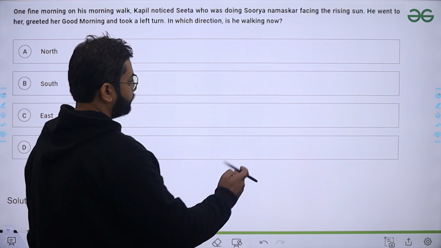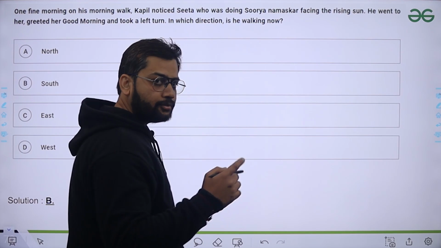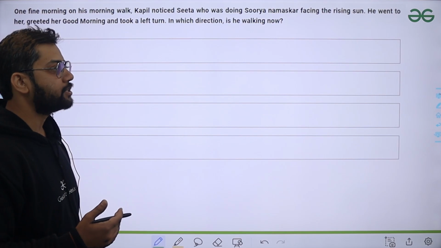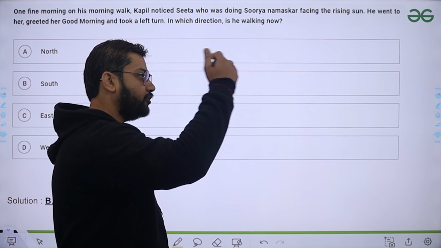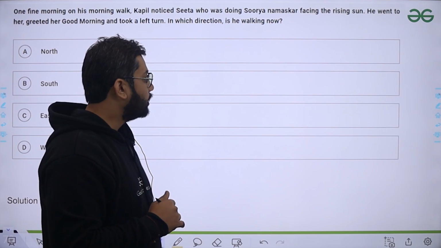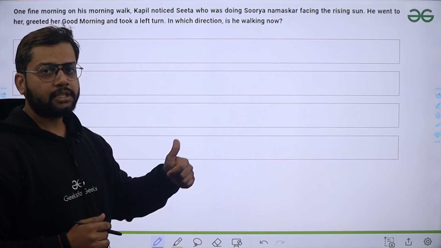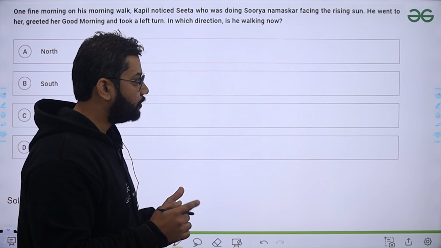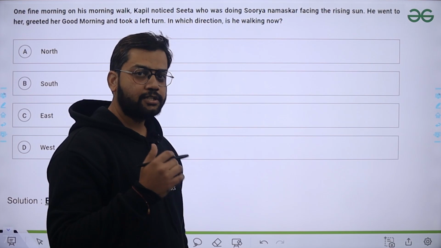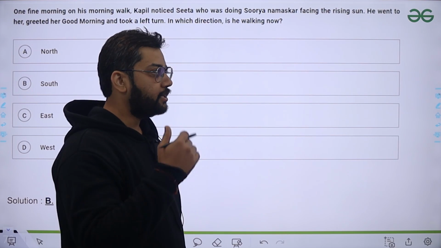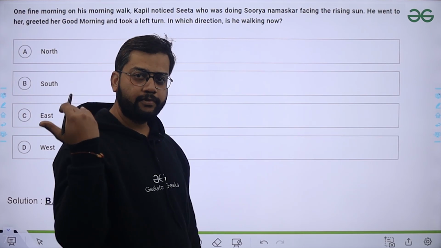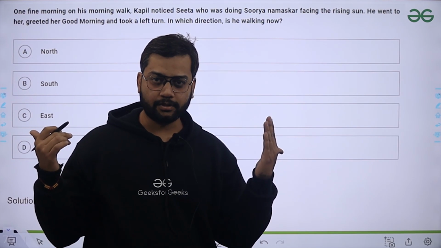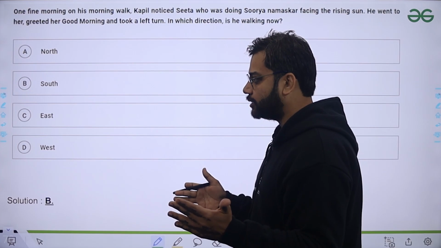Now suppose the sun is rising from the east direction. So if I am doing the Surya Namaskaram, it means that I am facing towards the west direction. Now a person who is coming to greet me, his face is facing towards which direction? East direction, right? If this one is the east, this one is the west. If the person who is coming to greet me is facing towards the west, it means that person is facing like this.